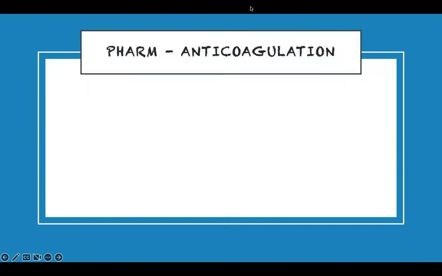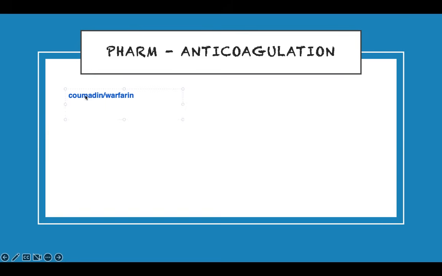So we do some anticoagulation. I think this is also very important to have some idea. The one I'm going to talk about is Coumadin, or Warfarin, whatever they give you, just take, they are the same.